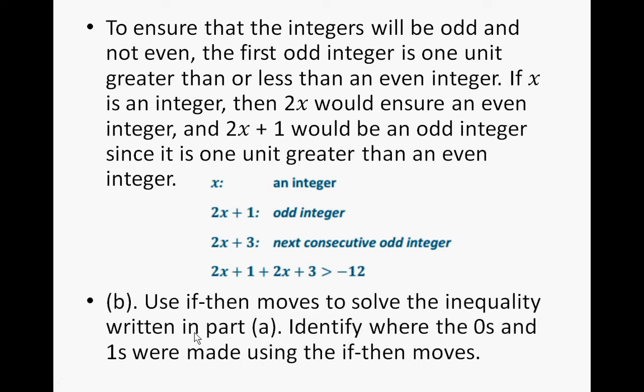So for part B, using if-then moves to solve the inequality written in part A, identify where the zeros and ones were made using the if-then moves. So simplifying this, we get 4x plus 4 is greater than negative 12. Well, that means we're going to subtract 4 from both sides, because again, if a is greater than b, then a minus 4 is going to be greater than b minus 4. And our result is 4x plus 0 is greater than negative 16.